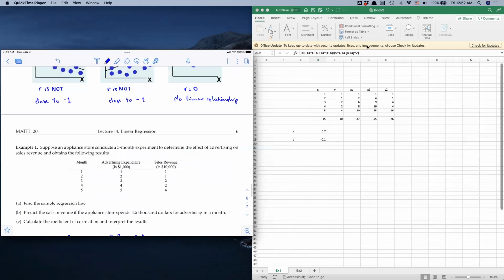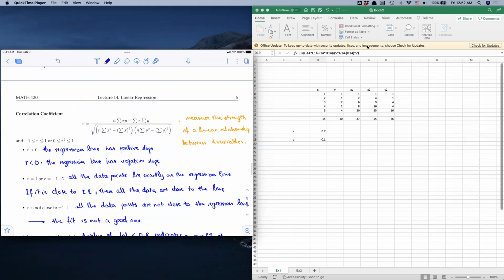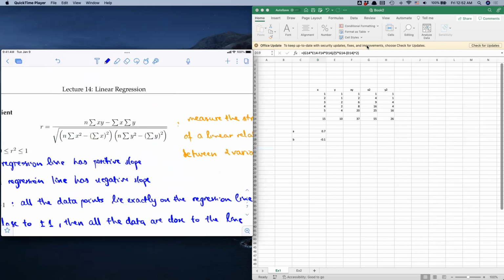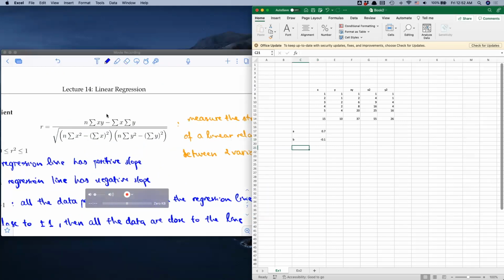So let me move to this part of the lecture, zoom in a little bit here. I want to calculate the value of R, right? So the numerator is a little bit easy to type in.